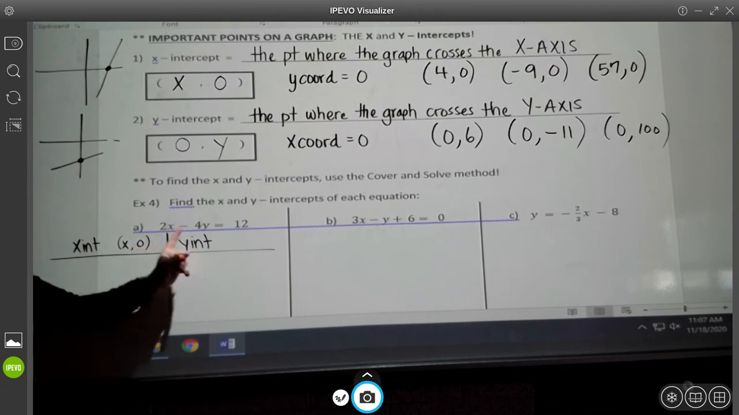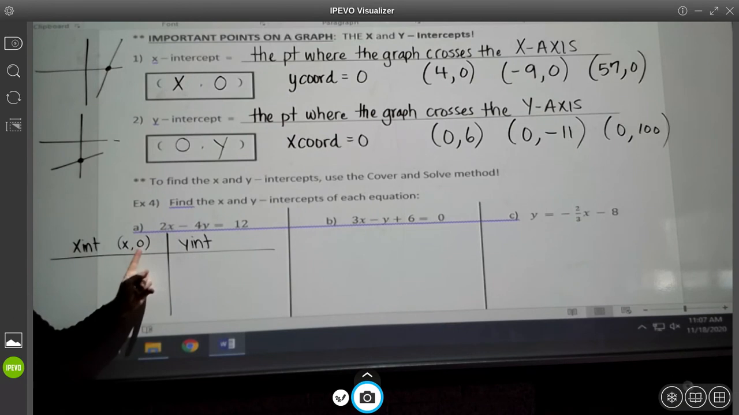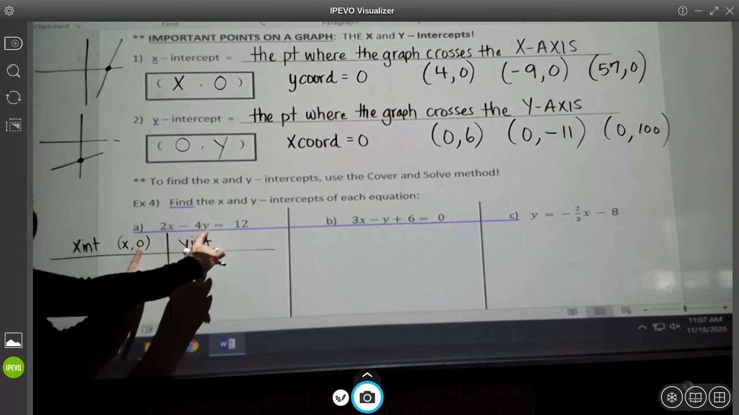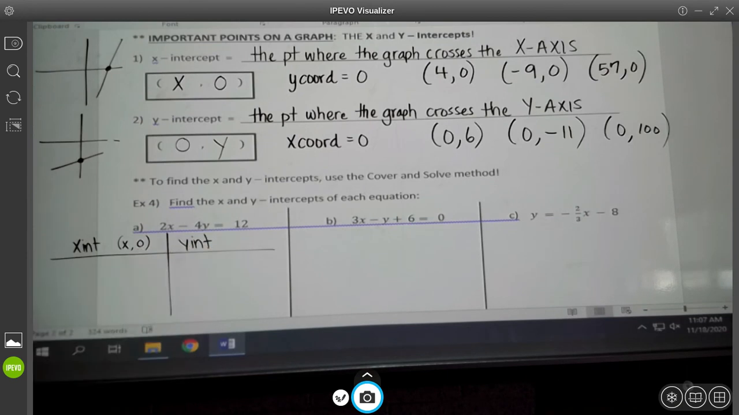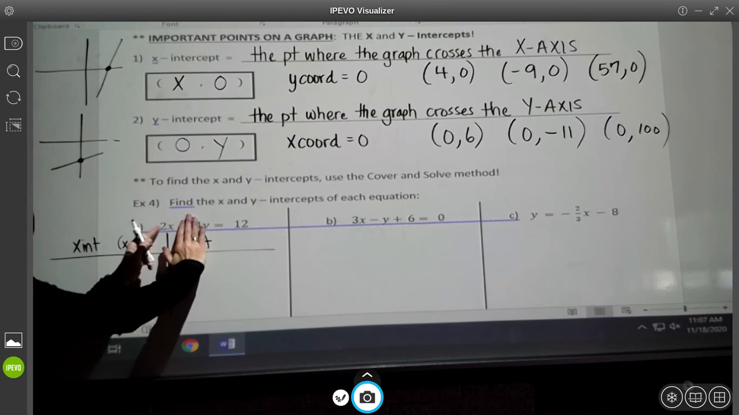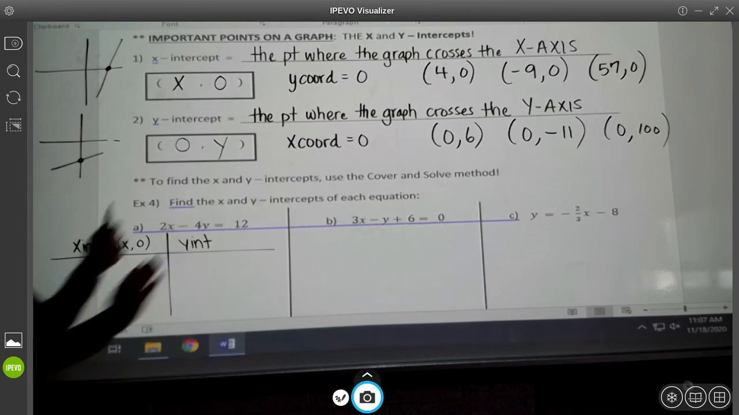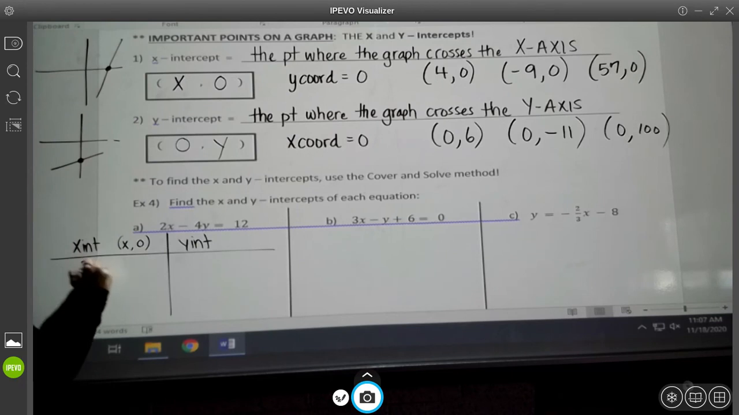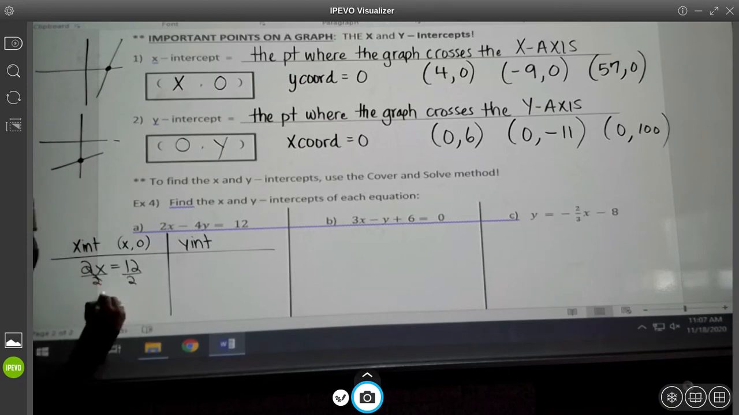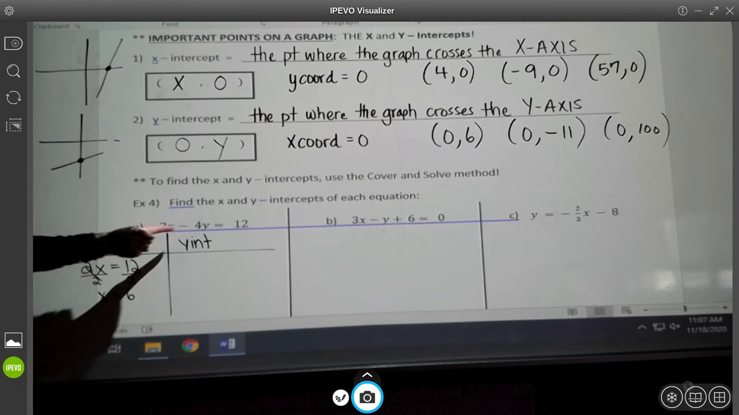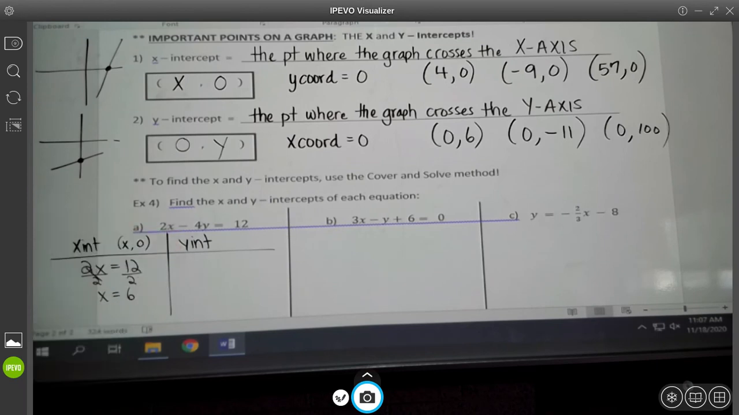So cover that part of the problem up. What's left? 2x equals 12. It's the cover and solve. So 2x equals 12 is left because y had to be 0. So let that part of the equation be 0 and it disappears. All right, so now you just got to solve this for x, divide by 2, and x equals 6. So this graph will cross over the x-axis when x is 6. Sometimes they have you write it as 6 and sometimes they have you write it as an ordered pair. As an ordered pair, we know x is 6 and y had to be 0. Okay? All right, let's do the y-intercept.